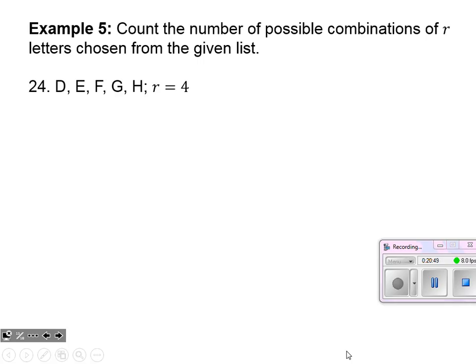All right, example 5. Our vocabulary has changed. Count the number of possible combinations of R letters chosen from the given list. So now it's a combination. Order does not matter anymore. So here in number 24, I've got 1, 2, 3, 4, 5 letters. And of those 5 letters, I'm just choosing 4 of them. The order that I choose them doesn't matter. So I'm not arranging them, I'm just grabbing them.